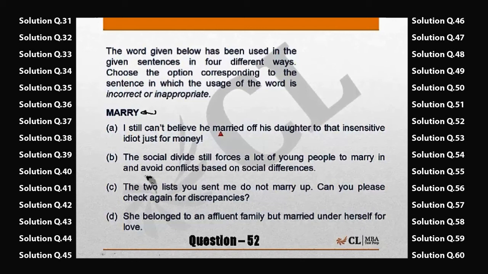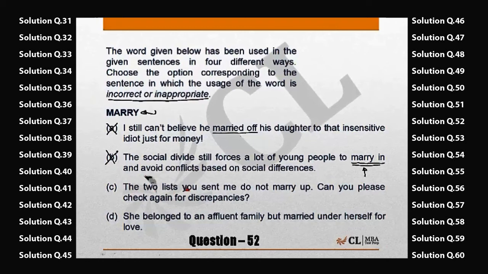A. I still can't believe he married off his daughter. No, that's the right usage. So this can be eliminated. B. The social divide still forces a lot of young people to marry in. Now you must know this usage. Marry in is marrying in your community or your caste or something like that. So the social divide still forces a lot of people to marry in and avoid conflicts based on social differences. This also is appropriate, because we have to choose the one that is incorrect or inappropriate.